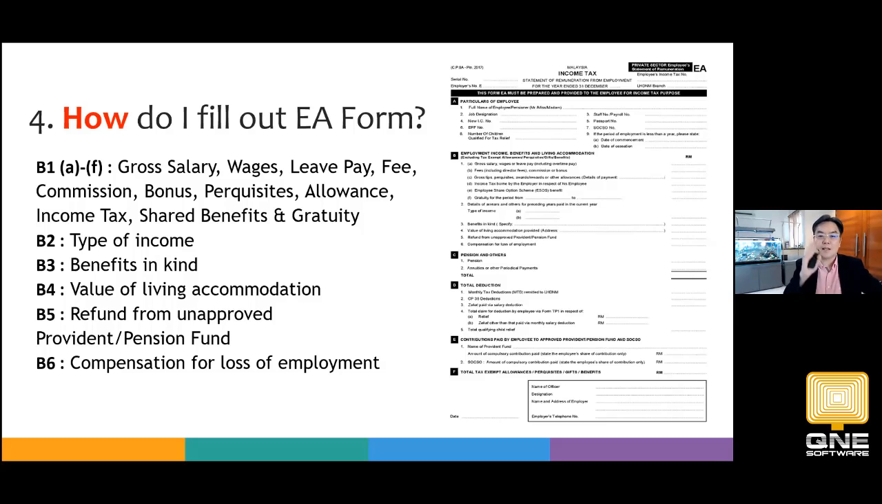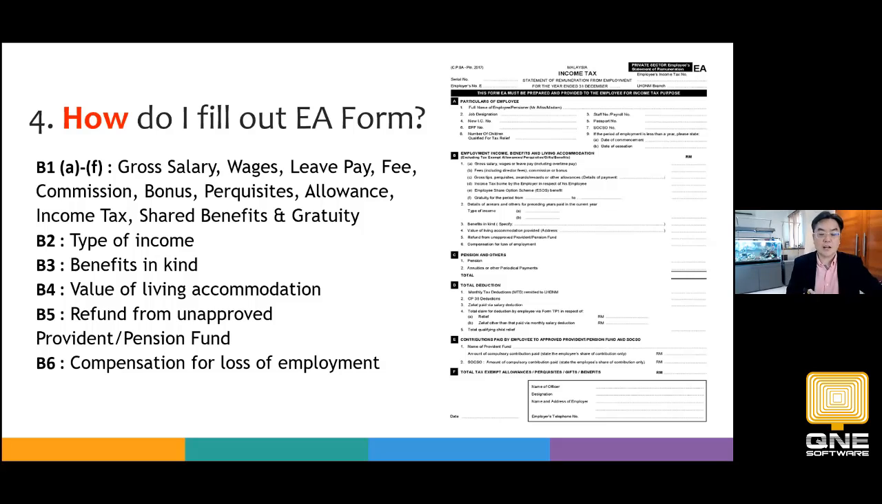All right, B2, type of income. You have to fill out whether that is a business, whether it is a salary or wages, or even commission. So these are some of the parts that you need to take care of. Then B3, B3 is interesting.